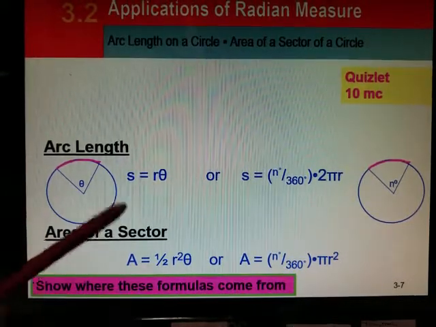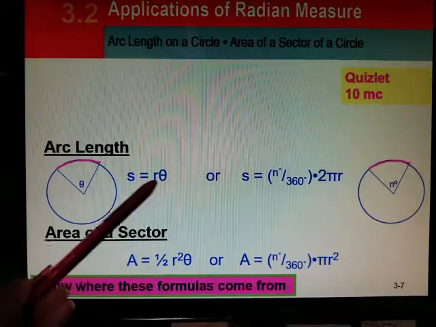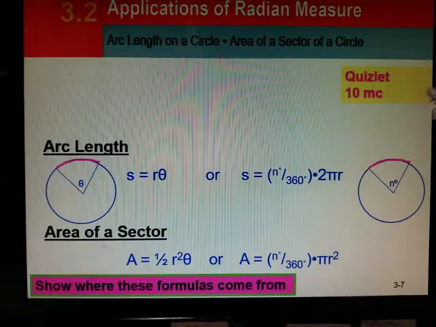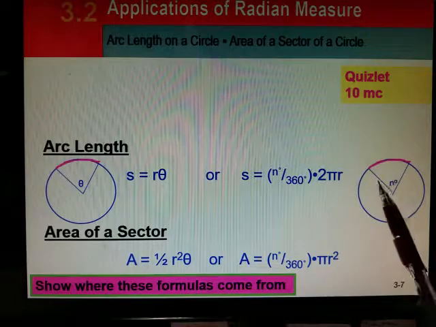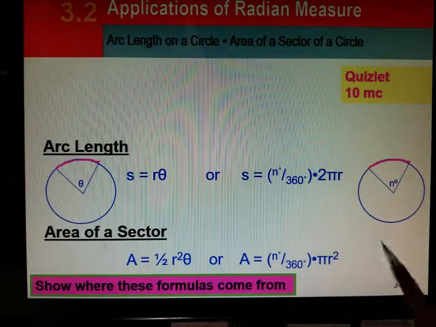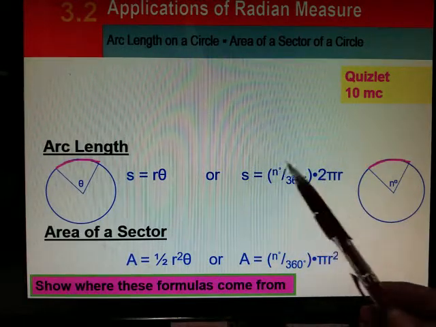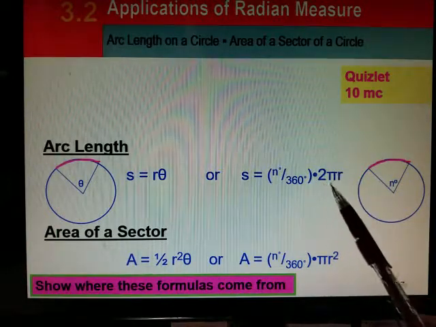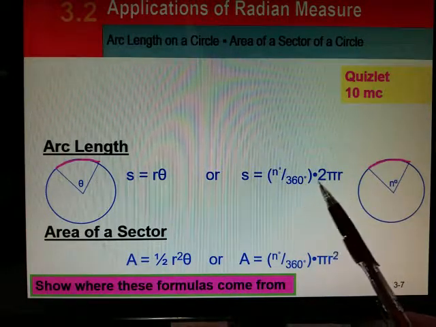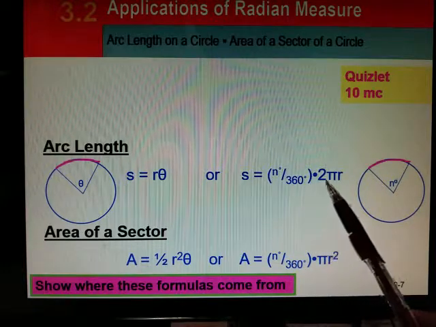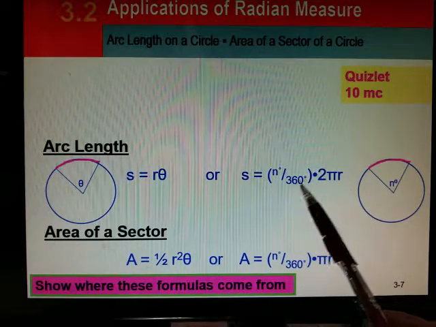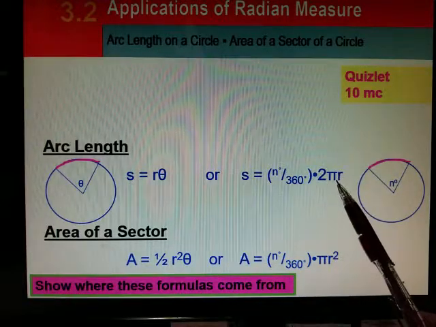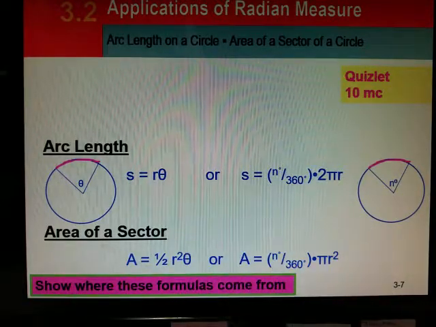The formula is given by taking the radius times the radian measure of this angle. Also, if we go back to geometry, you should have seen something similar: theta in degrees out of 360 degrees is the fraction of the circumference 2 pi r that I want. But remember, 2 pi is equivalent to 360 degrees when converted to radians. Therefore, you would have your theta times r, and that's where that formula comes from.